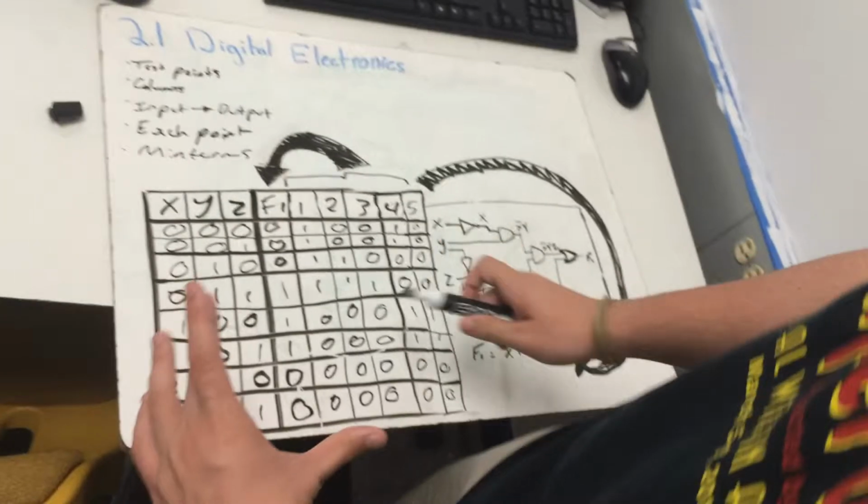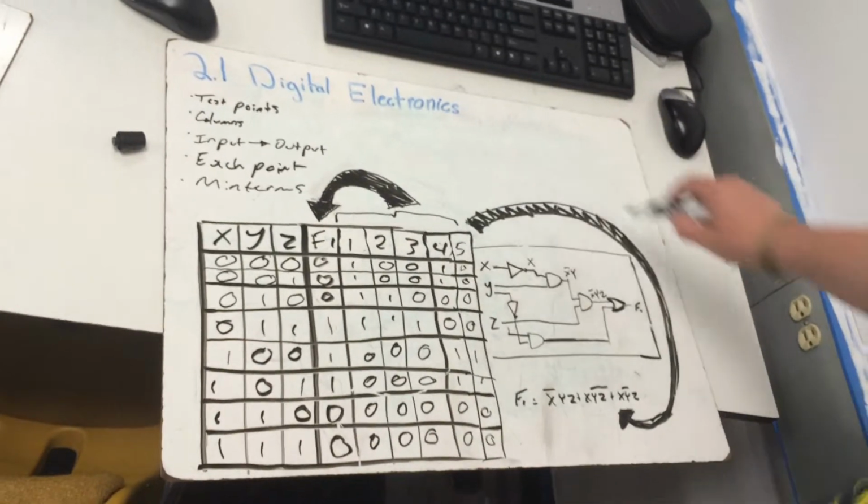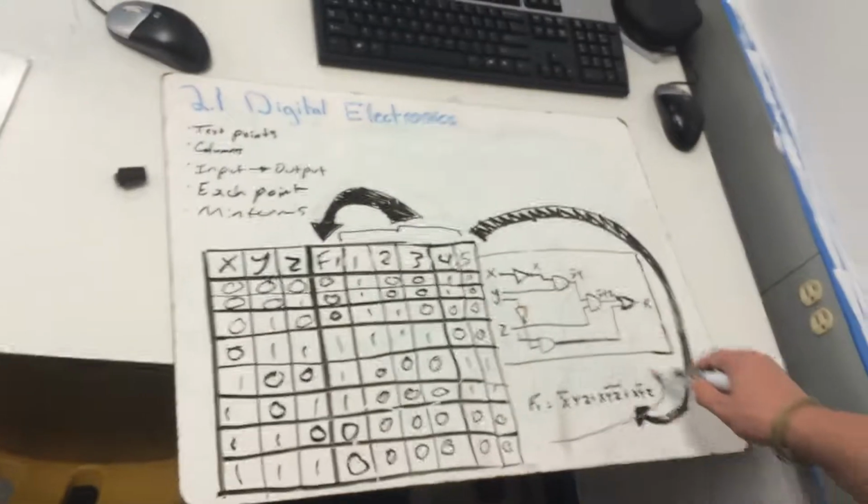And next you can take this table, bring it all the way around, and then find your logic expression right here. And that's how you analyze a circuit.